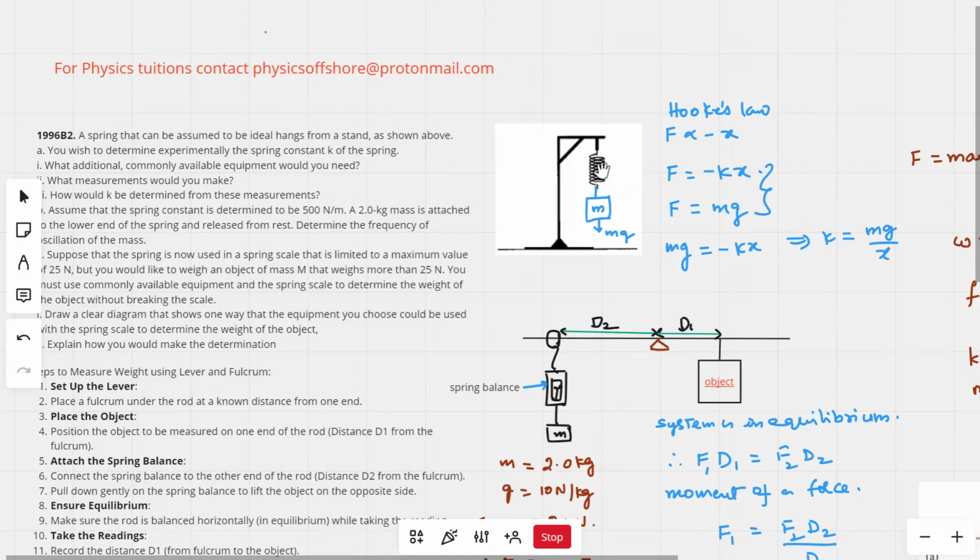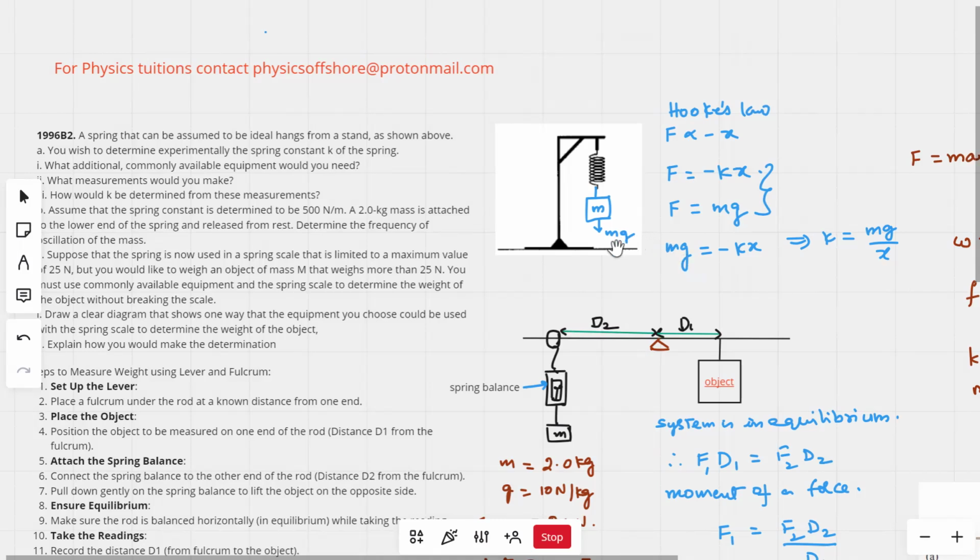That means the spring stretches downwards, and the restoring force acts in the opposite direction, that means upward. Therefore, the restoring force and the displacement, or the stretch in the spring, are oppositely directed. Therefore, F is equal to minus kx, where k is the spring constant or the force constant. Here, the force is the weight of the object, that is Fg, or F is equal to mg. Therefore, mg is equal to minus kx. Therefore, k is equal to mg by x.